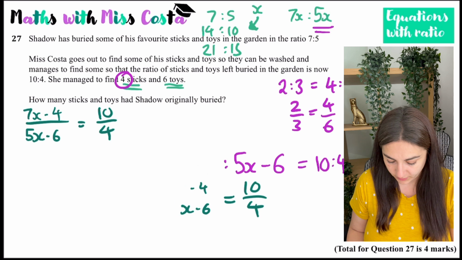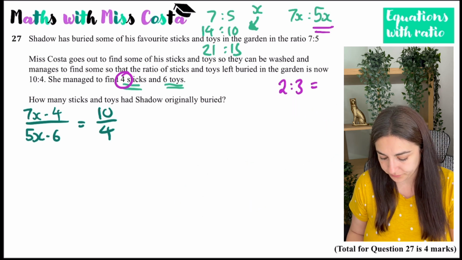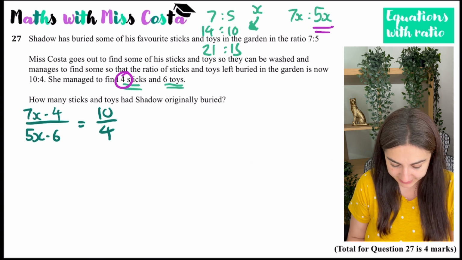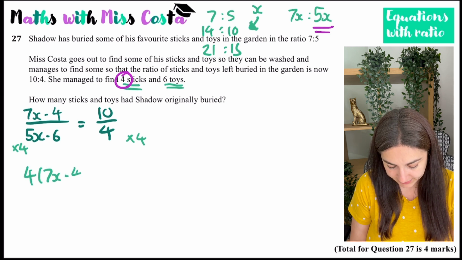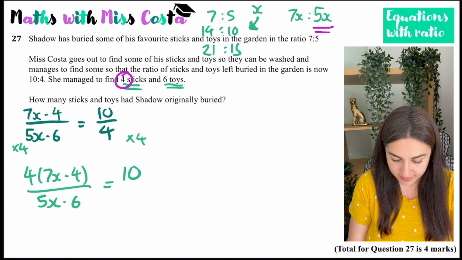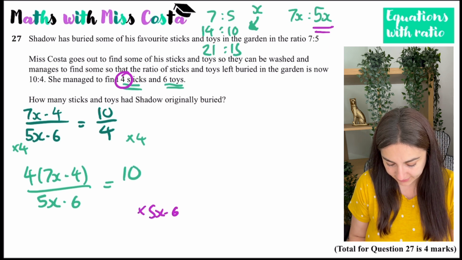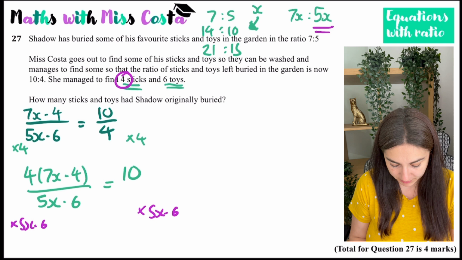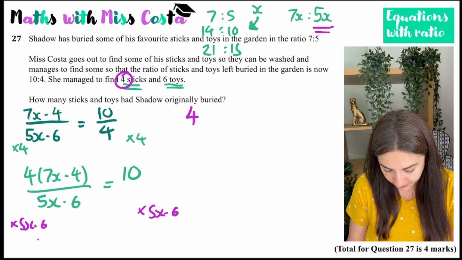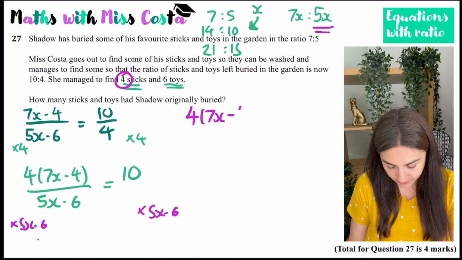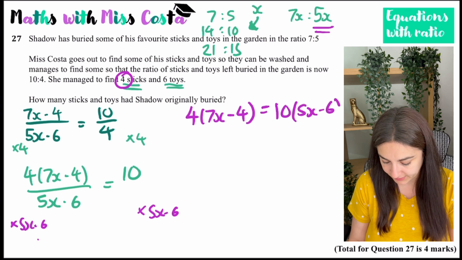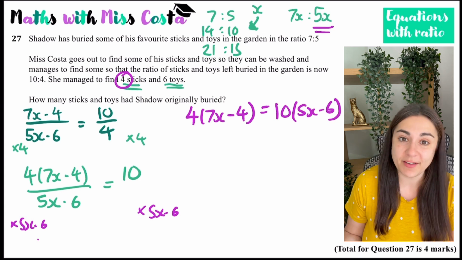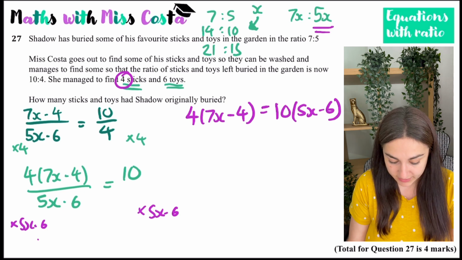What can I do? Well, if you know the trick, you can just cross multiply, but let's do it step by step. If I times both sides by 4, I'd be left with 4 lots of 7x minus 4 over 5x minus 6 equals 10. And then I can multiply both sides by 5x minus 6. I'm just multiplying both sides by the denominator. So I'm left with 4 brackets 7x minus 4 equals 10 brackets 5x minus 6. And now I just have a double-sided equation that I can solve. So let's expand it.